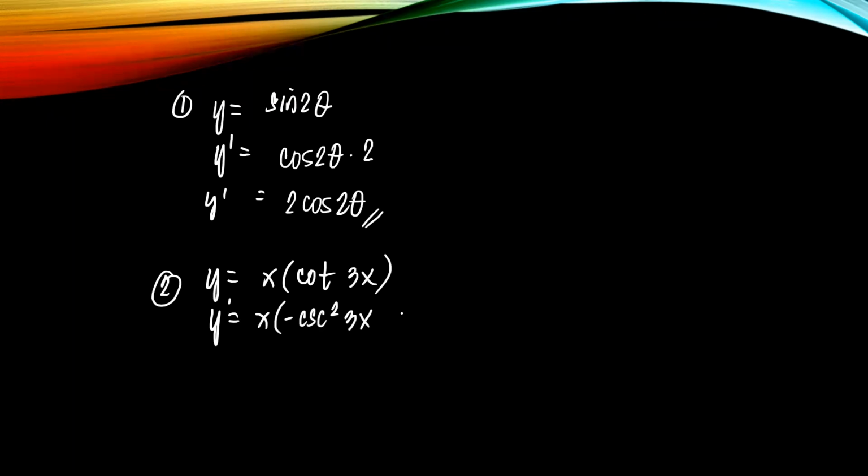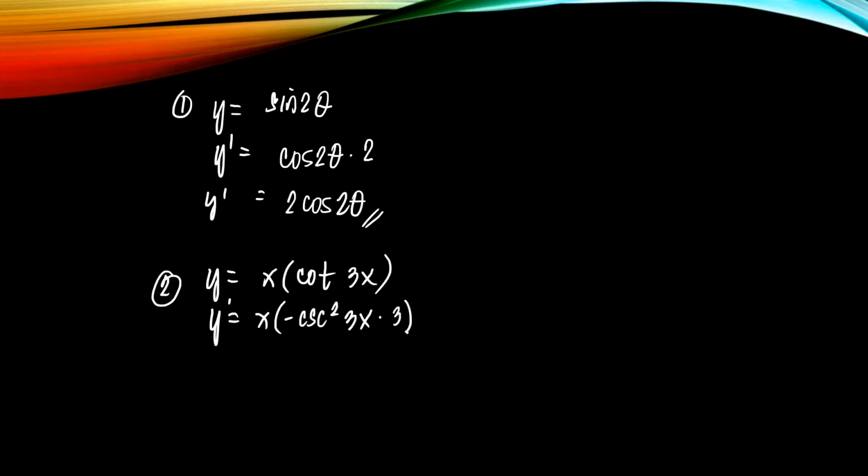Okay, let's look at number 2. X cotangent of 3x. All right. Sige nga, paano yung number 2? It's a product rule. Copy the first. Anong derivative nito? Ng cotangent? Negative cosecant squared 3x times, times, guys, what? Times 3.